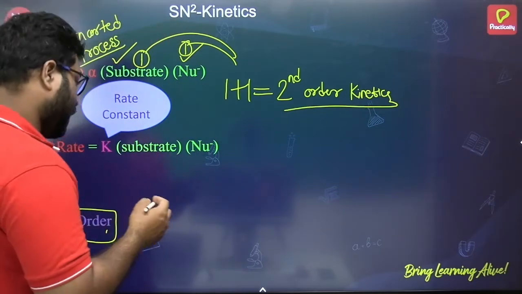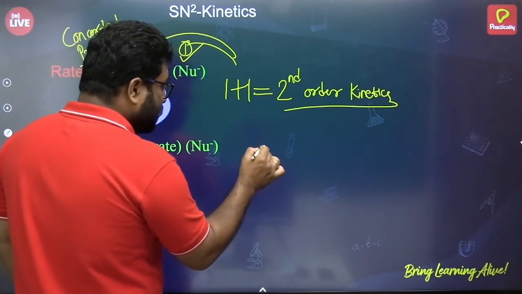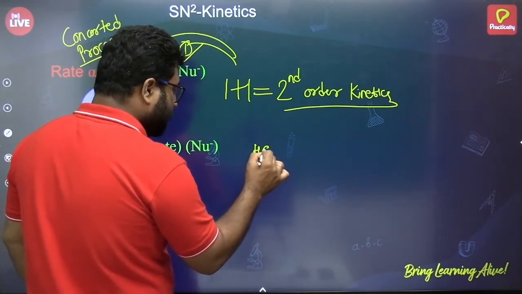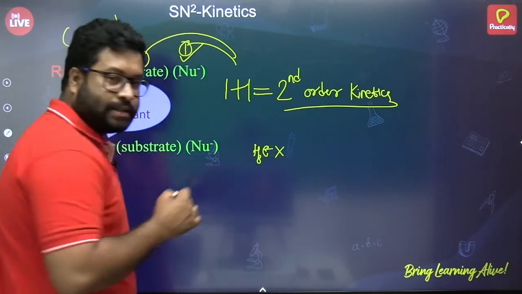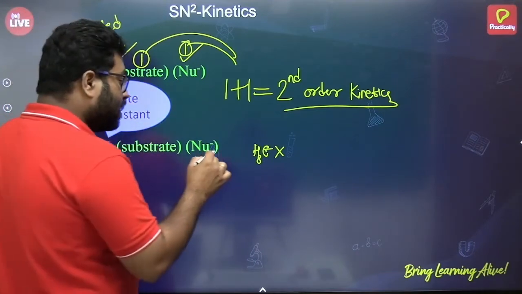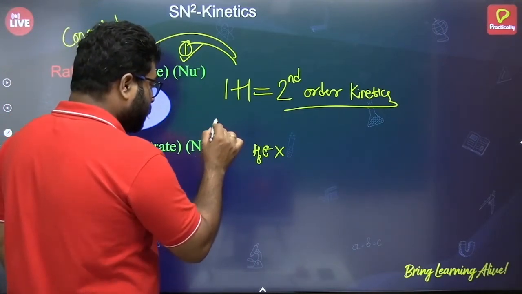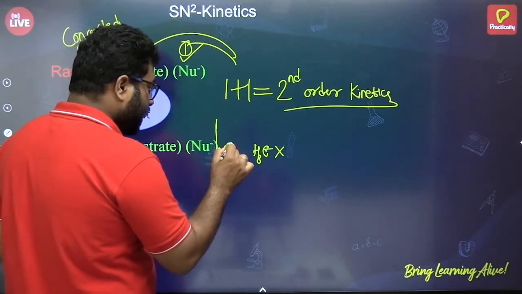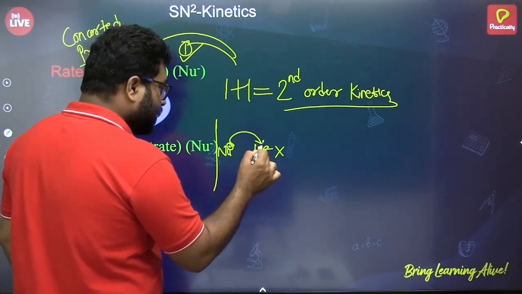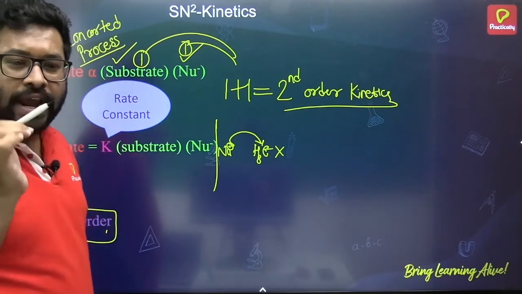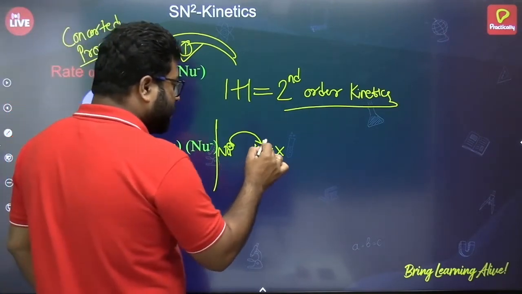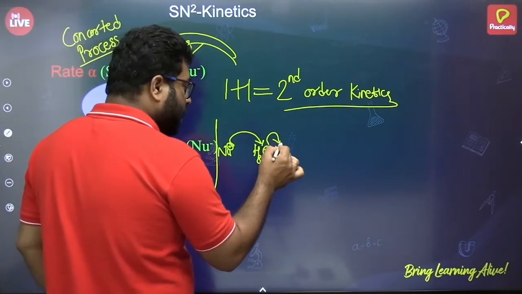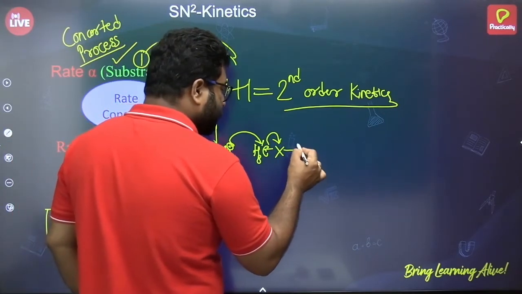Let me show you again. So we started with this CH3X. This was your X, right? And what comes is the nucleophile. Your nucleophile comes, it attacks, right? As soon as it attacks, your X does not depart immediately. However, I am going to show that in an arrow, but this process happens gradually.